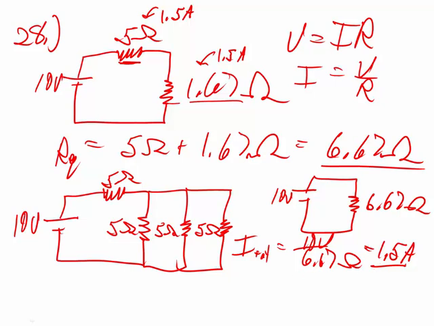Well, because look, these are in series. These two are the combination of our final equivalent resistor. They're in series, so they have to have the same amperage, okay? All right, now let's find the voltage drop.